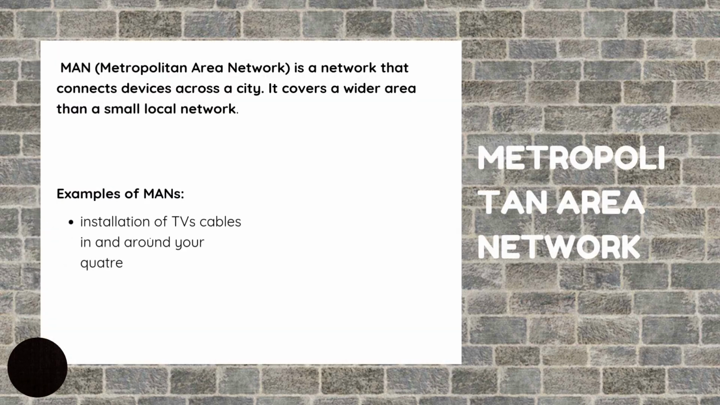Going into the MAN, it is a network that connects devices across cities. It covers a wider area than smaller networks like LAN and PAN. Examples of MAN: as we said, this MAN can cover a city or a whole quarter. An example is installation of TV cables in and around your quarter. All those TV cables that are connected around your quarter are examples of this MAN network. So it can cover a city or a quarter. So we see that the range is larger than that of LAN, which can just be a building.